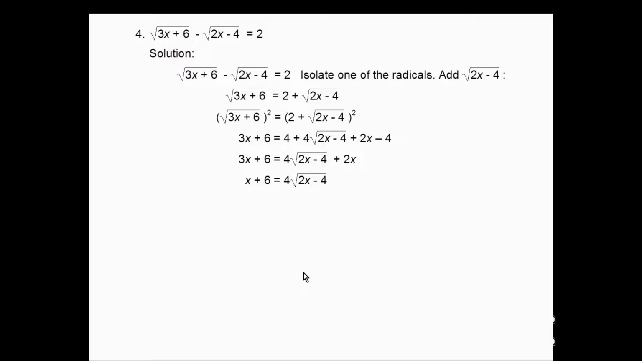You know, technically to isolate the radical, I should divide by 4, but I don't want to do that. That's going to create a fraction. So I'm going to go ahead and square both sides now as they sit. And I'll just have to remember to square the 4 as well. So I'm going to square both sides. x plus 6 squared is equal to 4 times the square root of 2x minus 4 squared.